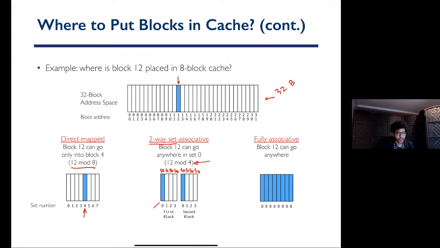Now I have to search between the 2 blocks. So I will need a tag. So in the first one, I need 2 bits of tag. In the second one, I need 3 bits of tag, right? Because I'm using 2 bits for the set. The rest of the bits I'm going to be using for the tag. And with fully associative, there is only one set, so no bit is going to be used for the set. All the bits are going to be used for the tag.